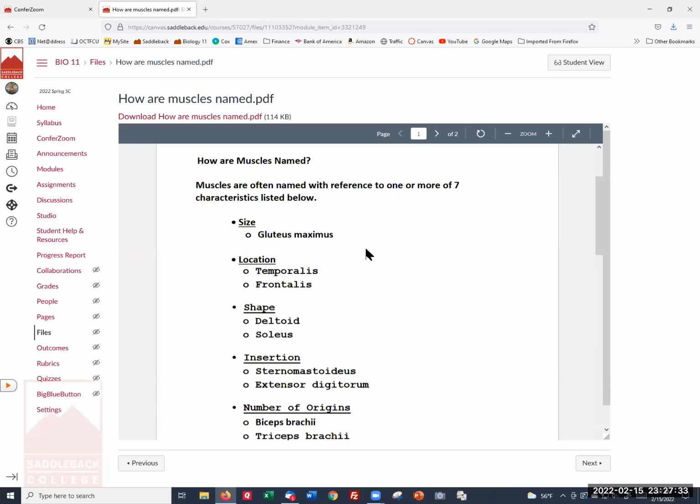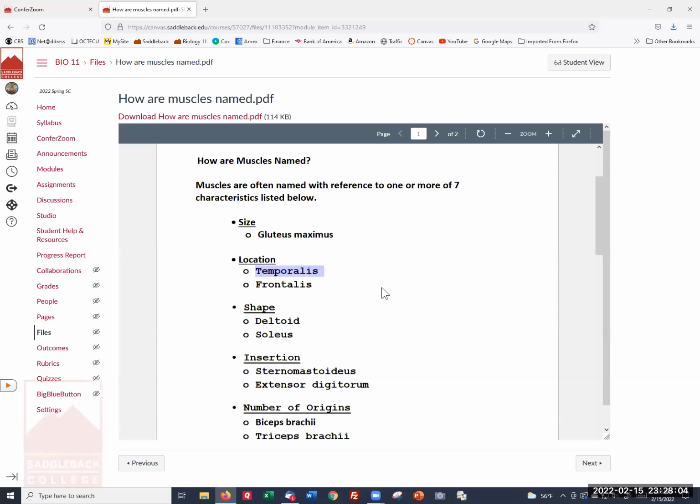This is quick because there are so many darn exceptions. If there were no exceptions, this would be very important. But the size of the muscle often is used in naming the muscle. So for instance, the gluteus maximus, butt muscle, we call it, okay? Maximus meaning large in size. Help you remember that. Or the muscle can be named by location, the temporalis, which is around the ear.